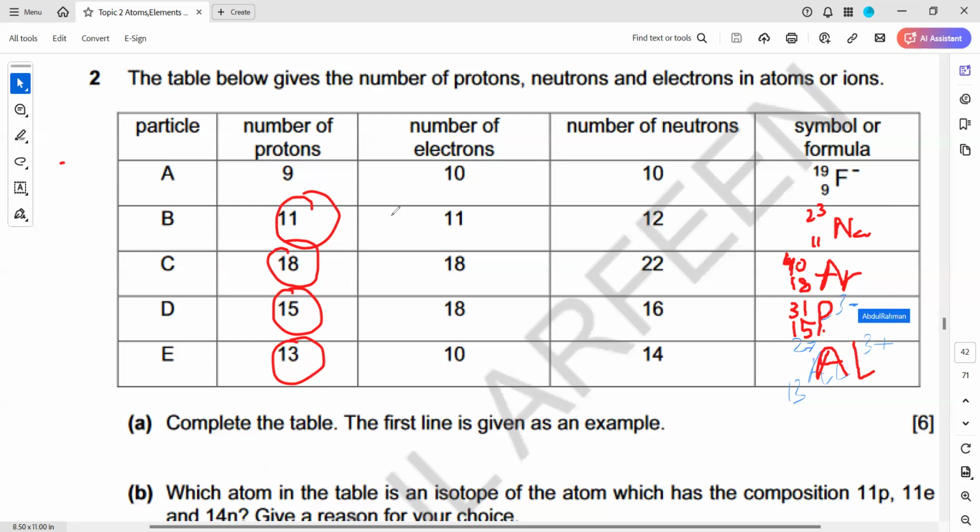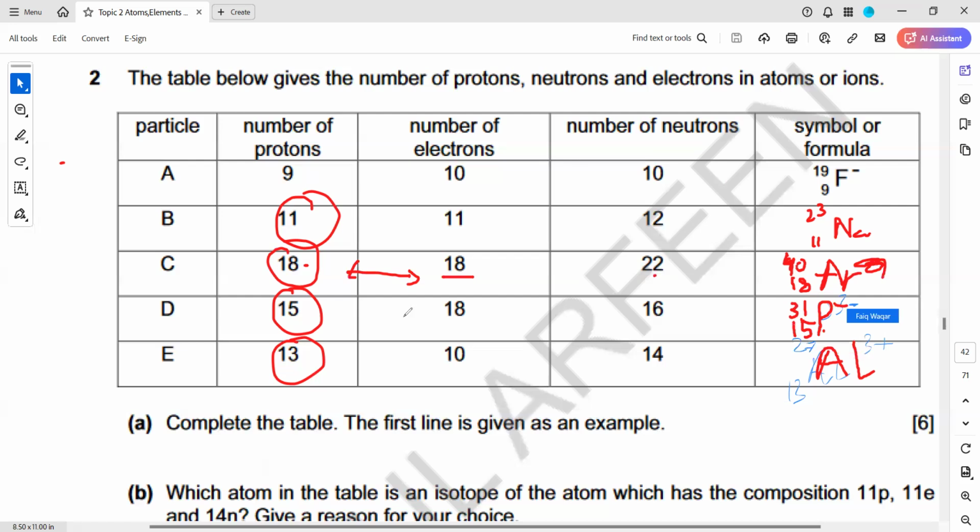That's why no charge. Then we have argon. The sum of the protons and neutrons is 18 plus 22, which is 40, and the proton number is 18. Is there any charge on argon? There should be no charge, because it has an equal number of protons and electrons.